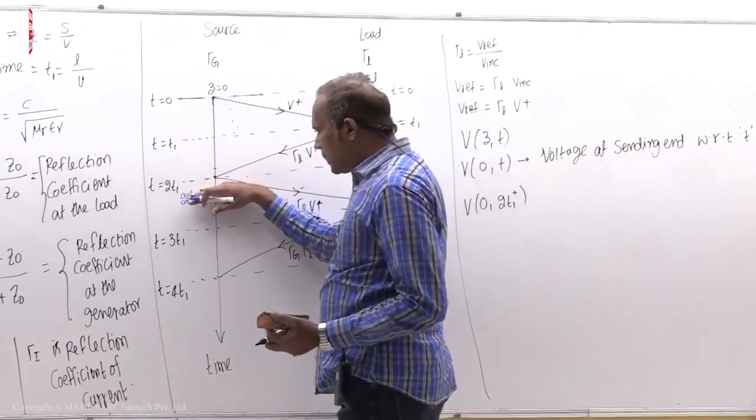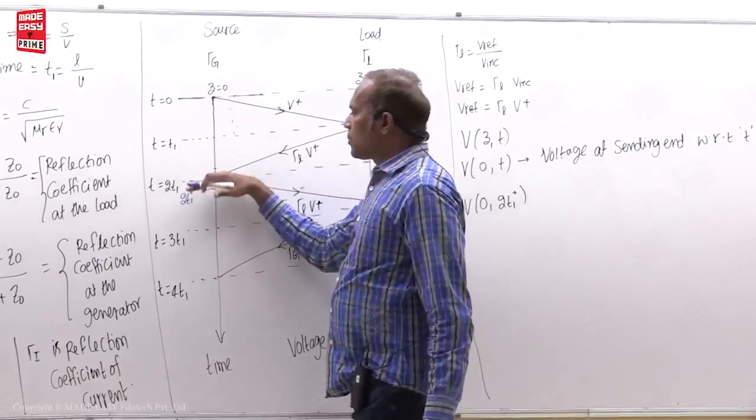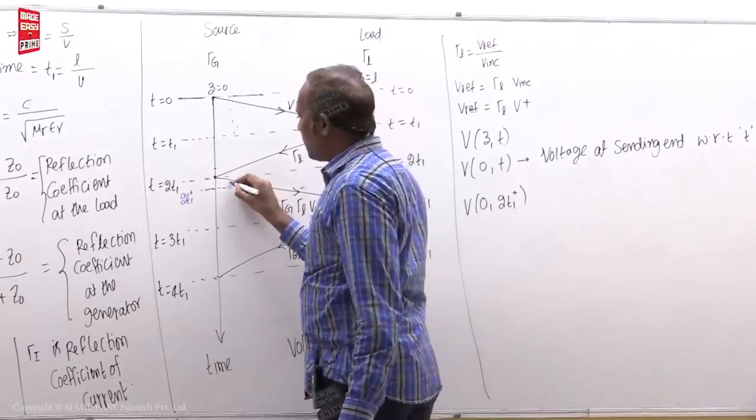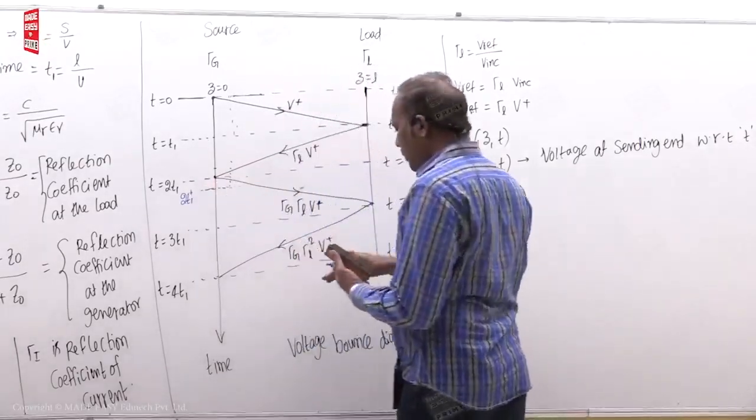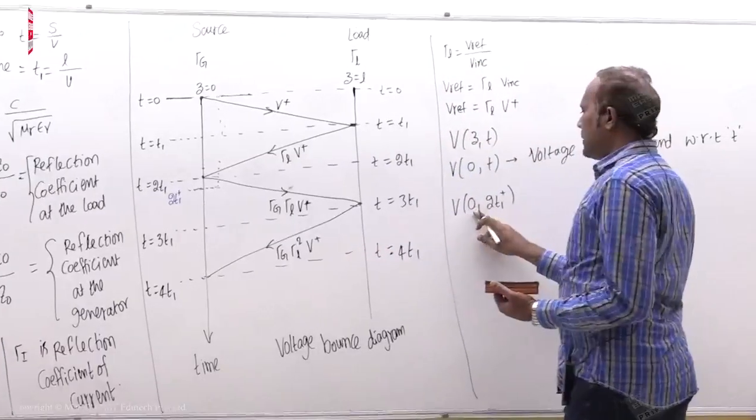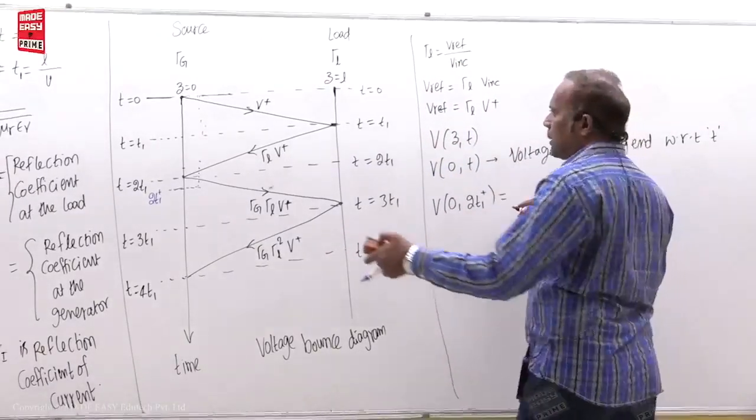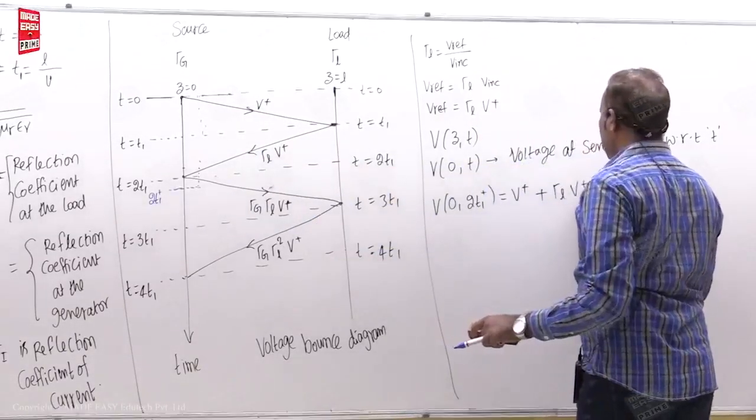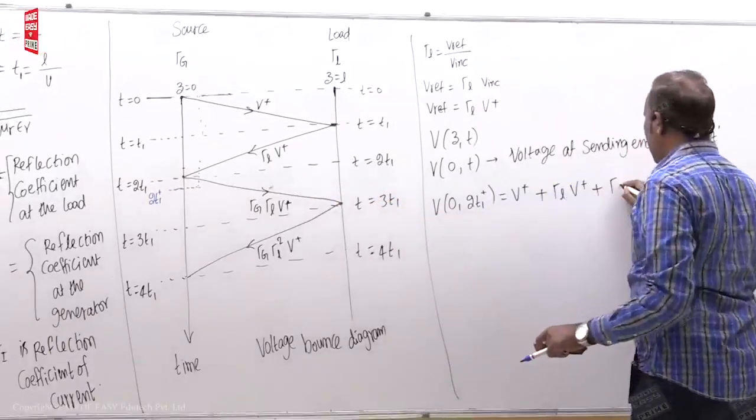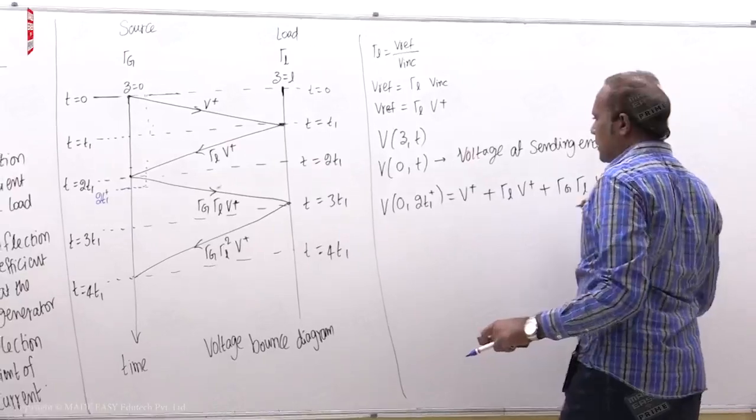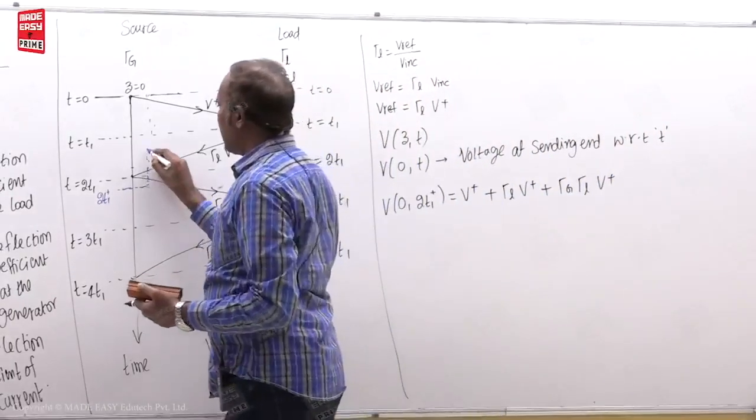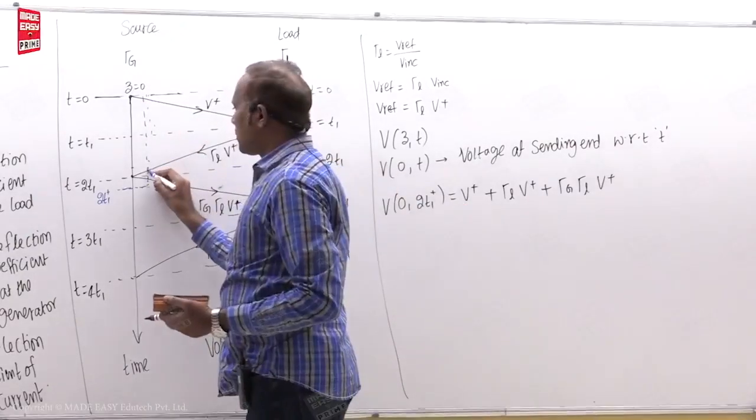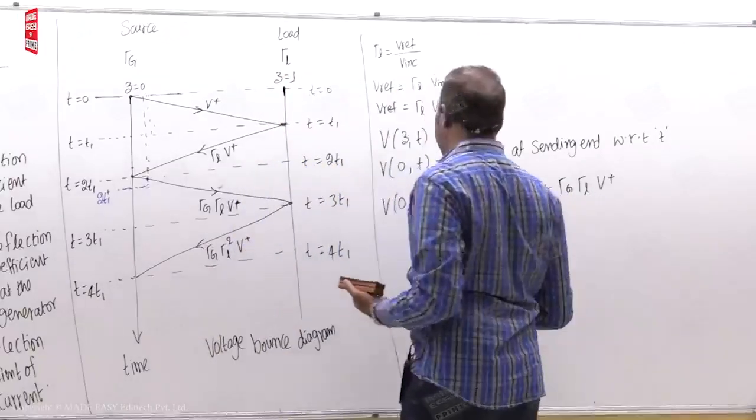At this time, you see near the source, this voltage is there, reflected is there, again reflected is there. If you have any doubt, I will tell you one thing. What is the total voltage at the sending end at 2T1 plus time? Then answer: this voltage plus the reflected voltage plus again reflected voltage, gamma G, gamma L, V plus. How do you know? If you want, you can draw one line here, and this line is touching this one and this one also, so all of them are present.